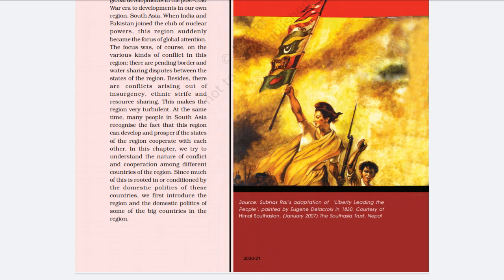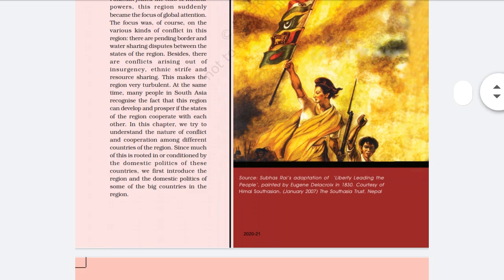There were pending border and water sharing disputes between the states of the region. And when we talk about focus, then the focus was on different issues, conflicts, and conflicts regarding border issues. Especially, it was the matter on which various countries were engaged in conflict, and some other matters were also there. Besides, there are conflicts arising out of insurgency, ethnic strife, and resource sharing. Apart from border conflicts, there were other matters like insurgency, ethnic strife, and sharing of resources, for example, sharing of river water and sharing of ocean water. These were some other issues on which there were conflicts between the countries.